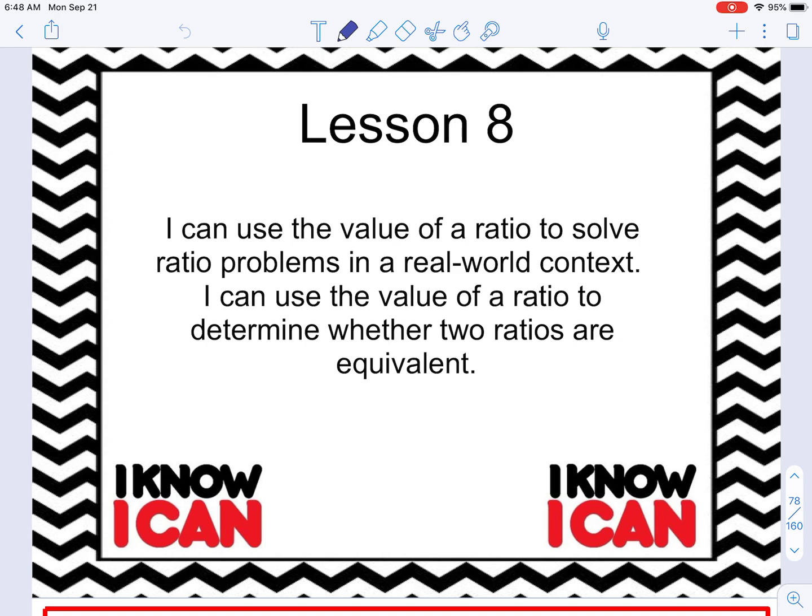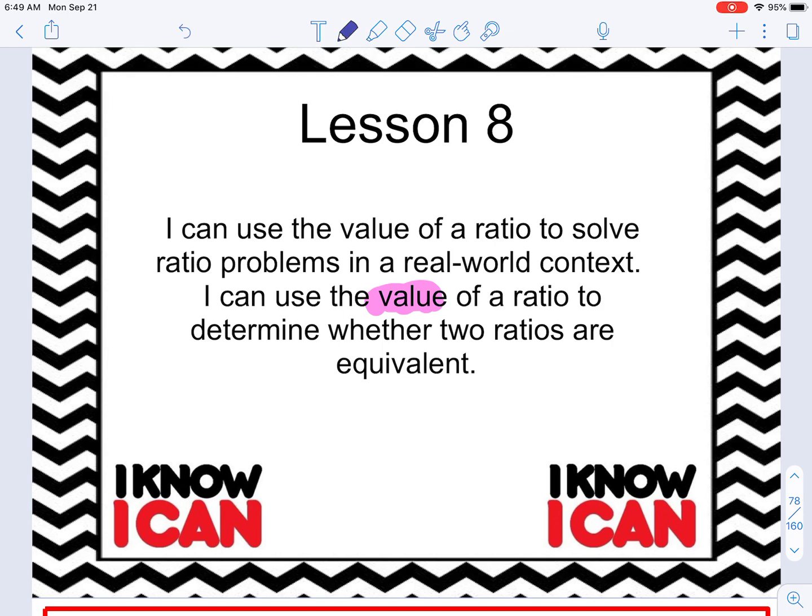Today's objective tells us: I can use the value of a ratio to solve ratio problems in a real world context. I can use the value of a ratio to determine whether two ratios are equivalent. Today we're going to be given some word problems and we're going to have to find the value of a ratio. The value of a ratio is going to be a fraction.